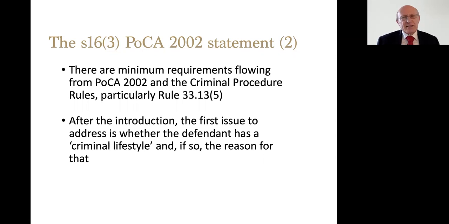So looking at the section 16 statement, after the introduction, the first issue I would suggest that needs to be addressed is whether the defendant has a criminal lifestyle, and if so, the reason for that. I do see section 16 statements which just assert that the defendant has a criminal lifestyle and don't explain why. So you really, in a section 16 statement, you should see a reference to one of the 4 potential routes under section 75 for a criminal lifestyle. The most common, of course, is that the offence is listed on Schedule 2.